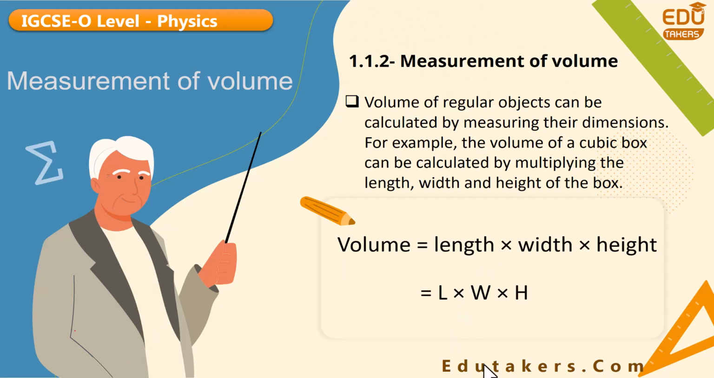So it's given here, basically, volume is equal to length times width times height. Just multiply the dimensions of the cubical box together to find out the volume of that object. So the volume of a regular object can be calculated by measuring its dimensions. For example, the volume of the cubical box can be calculated by multiplying the length, width and height of the box.